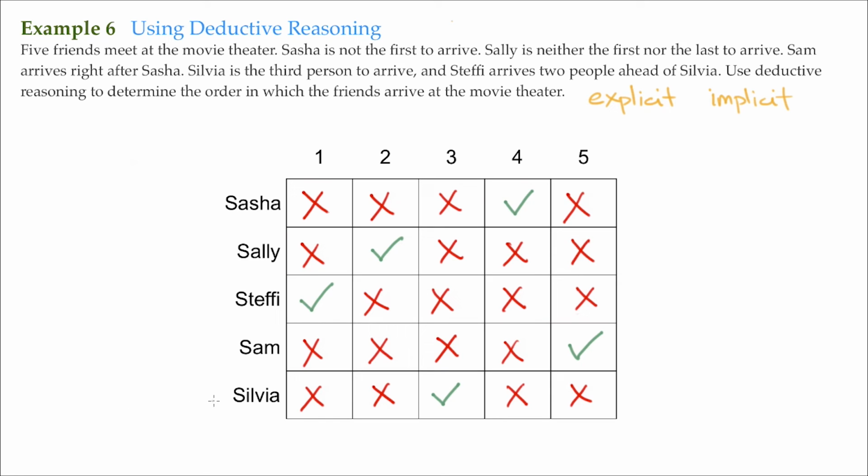So what we have is Steffi arrived first, Sally arrived second, Sylvia arrived third, Sasha arrived fourth, and then Sam arrived fifth. So we gathered up all this information, drew our conclusion, simply using a table. And there you go.